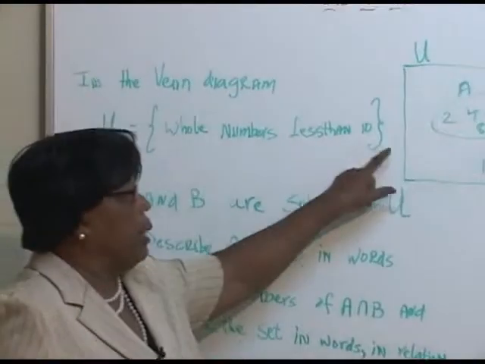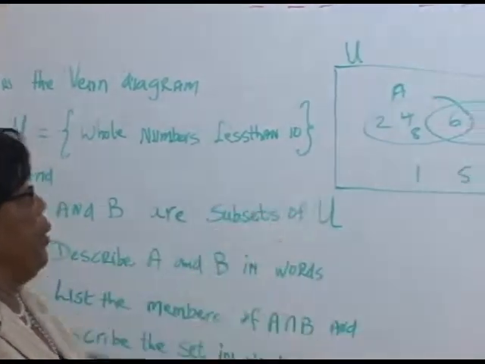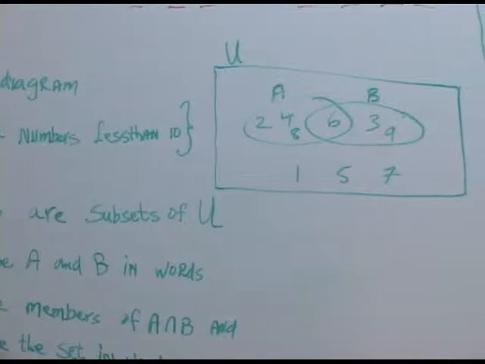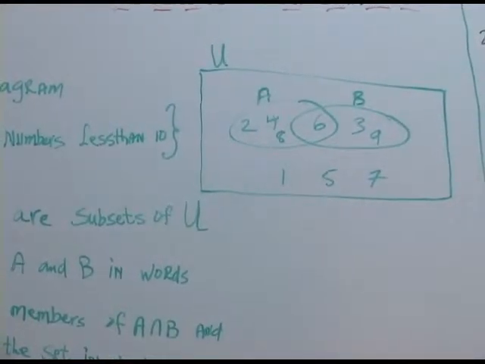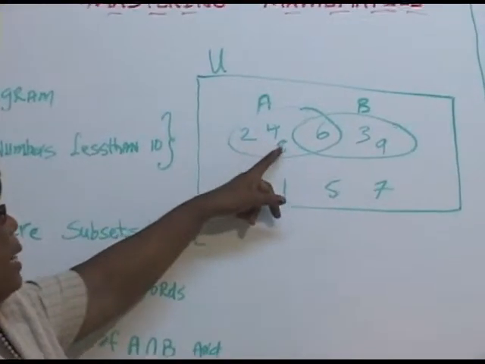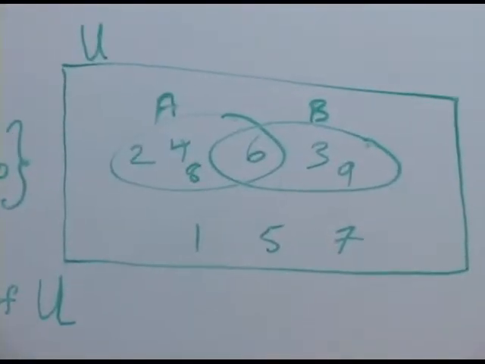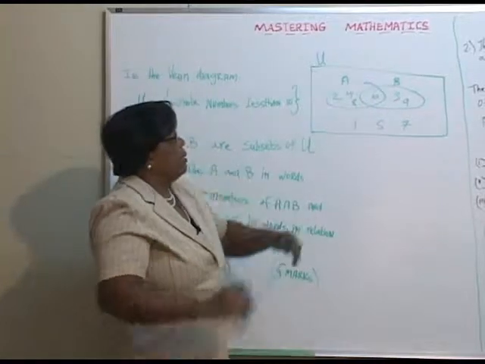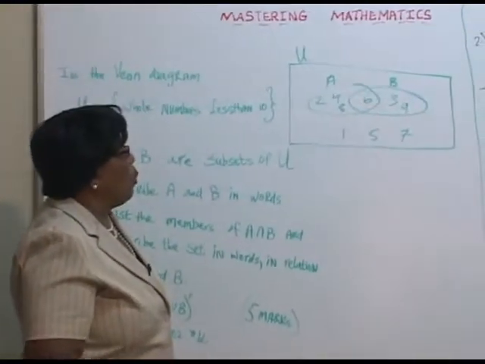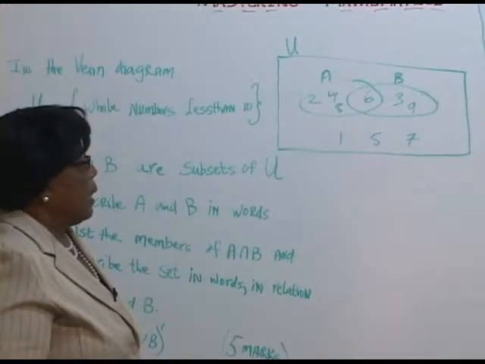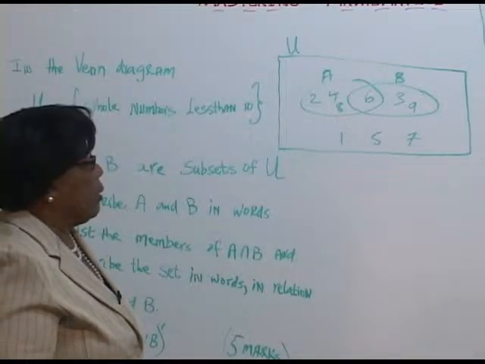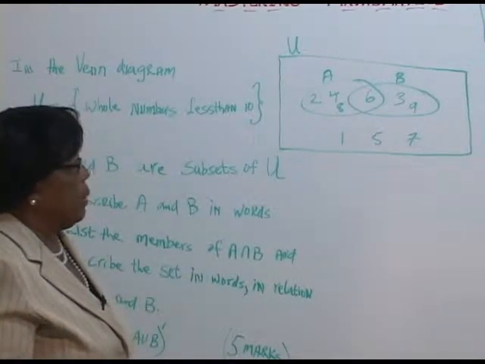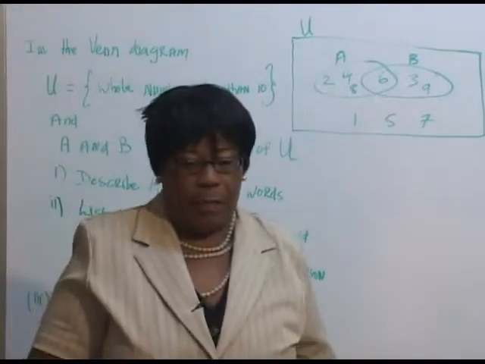Venn diagram here, I've just drawn it on the side. We have the set of whole numbers less than 10, and we see our subsets A and B. Then it says, describe A and B in words. So the first thing, what would we have to say about A? Start by saying them in numbers, and we see 2, 4, 6, 8. And in B, we are seeing 3, 6, and 9. Take your time, and we look and we see.